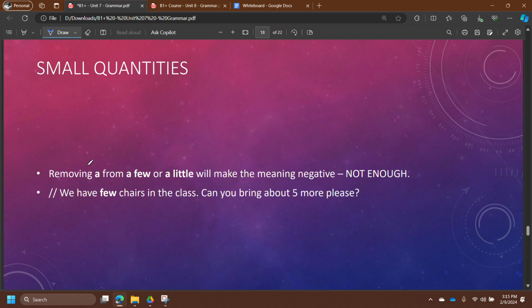And what happens if you remove the article from a few and a little? It will make the meaning kind of negative and mean something like not enough. So if I say that we have few chairs in the class, it means that I'm not happy with the amount. I'm not content with the number. I need more. But if I say we have a few chairs in the class, it means it's okay. I do agree that the number is, let's say, small, but it is okay. I'm happy, I'm content. Okay, it's enough, at least for my students, let's say.